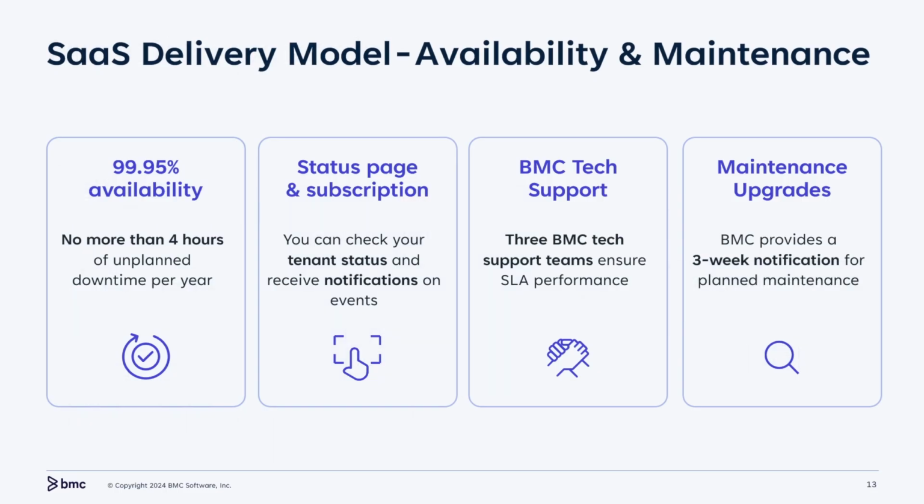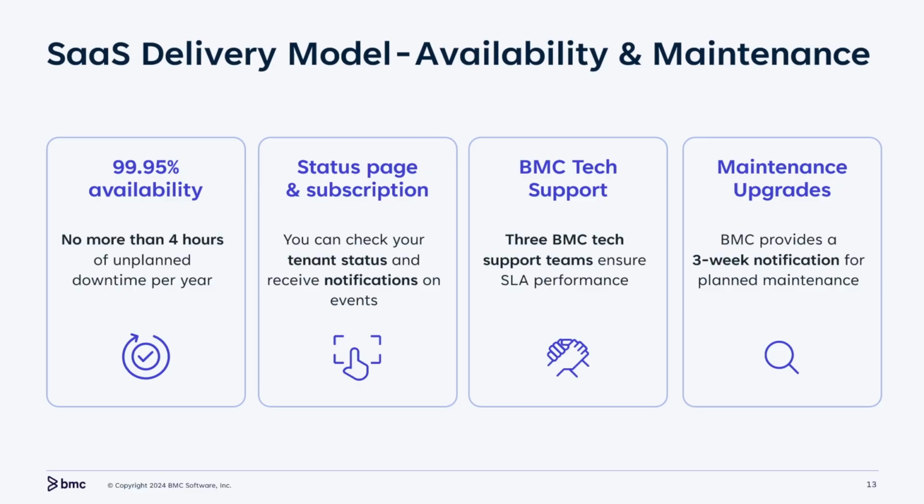With Helix Control M, availability and maintenance are delivered as part of the SaaS solution, so customers get clear SLAs, visibility, support coverage, and predictable upgrades. Helix Control M provides a 99.95% availability for production tenants, and that's no more than 4 hours of total unplanned downtime per year.